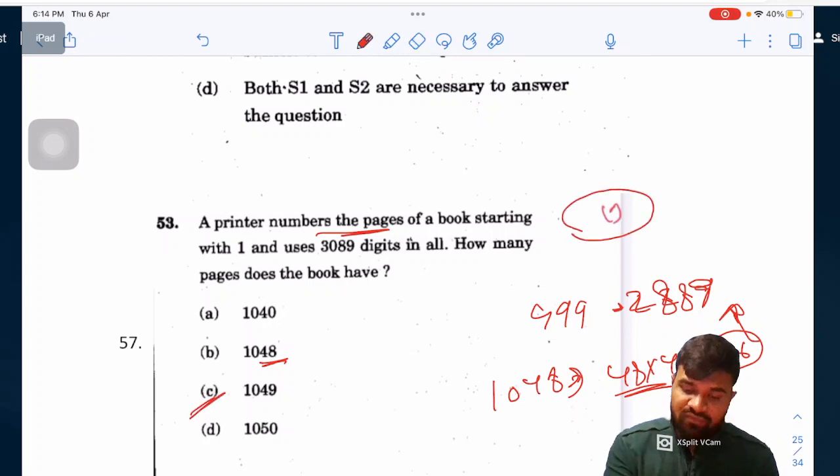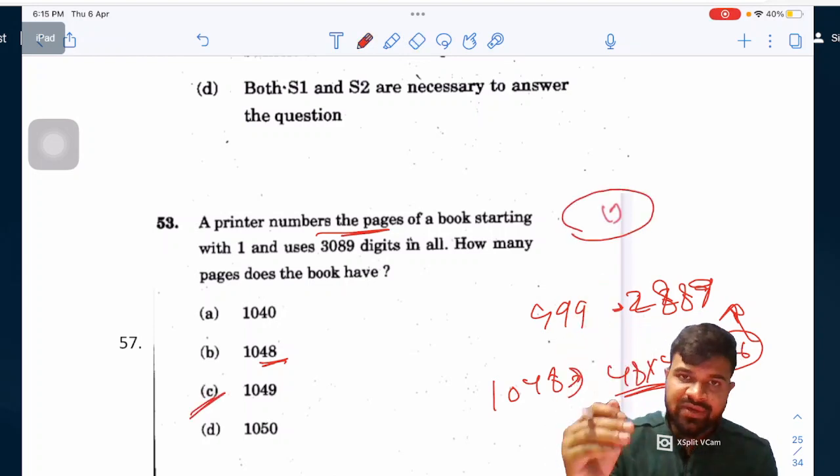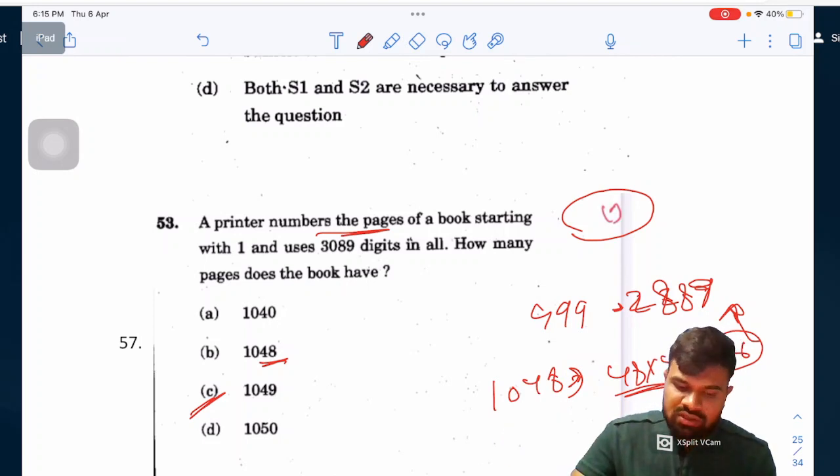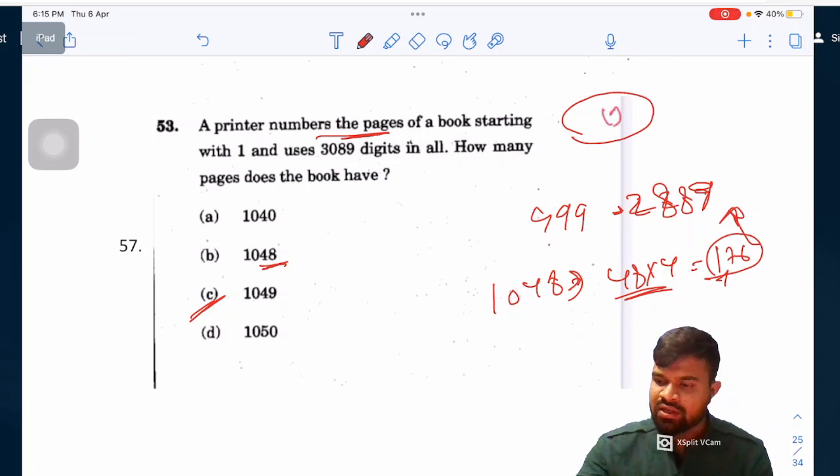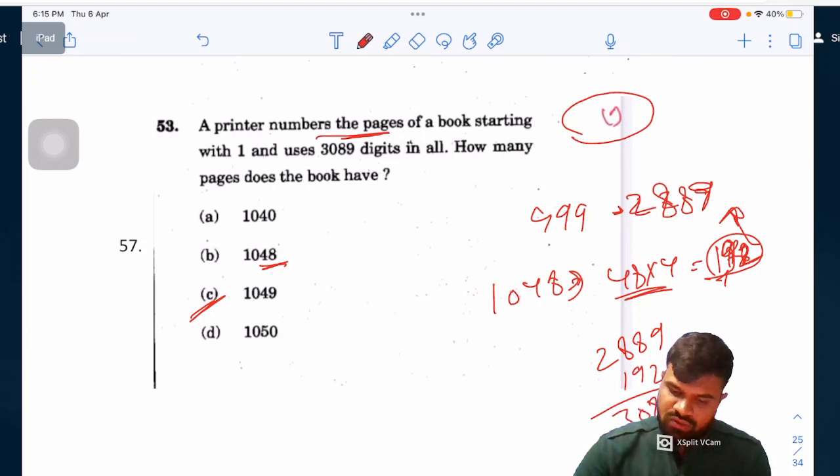Now this question was asked in CISF, CAPF, and a similar question was asked in UPSC. I want you to do it by yourself. The answer will be 1049. Sorry, it will be 192. When we add 2889 plus 192, we will get 3081, and we have 3089 digits.